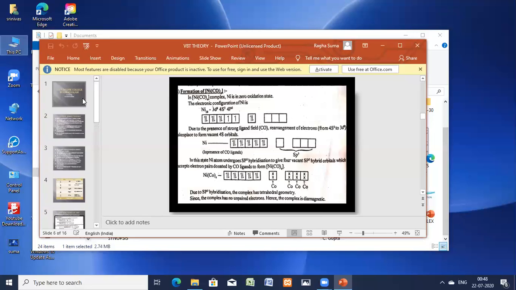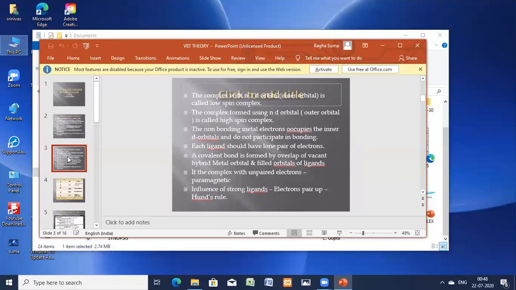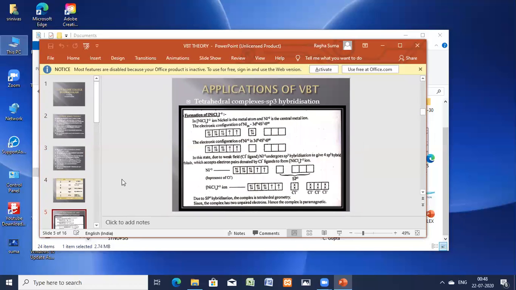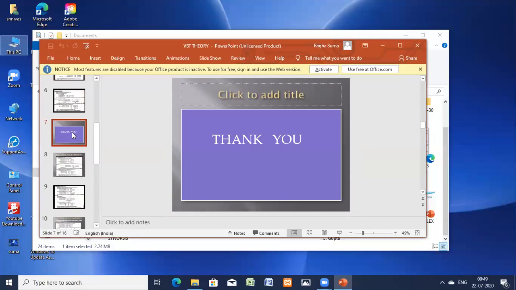I hope everybody has understood. So I have explained the valence bond theory, its postulates, then hybridizations, and their applications. I have explained the application for the weak field and for the strong field. Next class, I'm going to explain the square planar complex as well as the octahedral inner orbital complex and outer orbital complex.